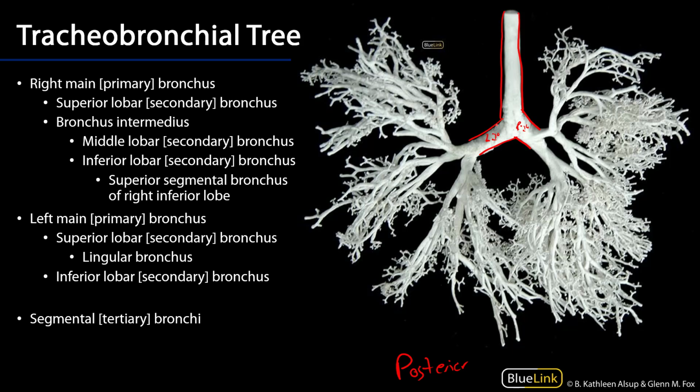Let's take a look through each of these to see what we are able to discover. So on the right, the primary bronchus is going to divide into the superior lobar or secondary bronchus. So that is the superior secondary, as well as the bronchus intermedius. That bronchus intermedius is going to be an intermediate pathway to the next two secondary bronchi. So there's the secondary bronchus for the middle lobe, and then the secondary bronchus for the inferior lobe. Whereas on the left, there are only two lobes, and so we have the secondary bronchus for the superior lobe and the secondary bronchus for the inferior lobe there.